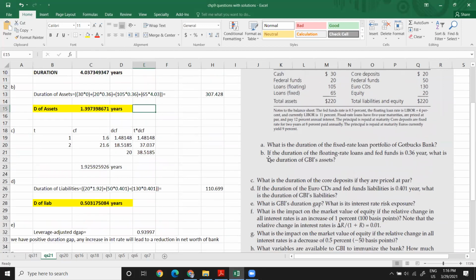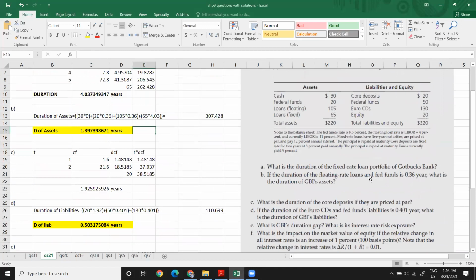Now, part B says the duration of the floating rate and the Fed funds is 0.36 years. The Fed funds duration is automatically zero because it's a non-interest bearing asset. And the duration of this you estimated in the previous question. So to find the duration of assets, you add them up with the multiplication of the value and the duration. And you get the duration of assets. This is how we get part B.